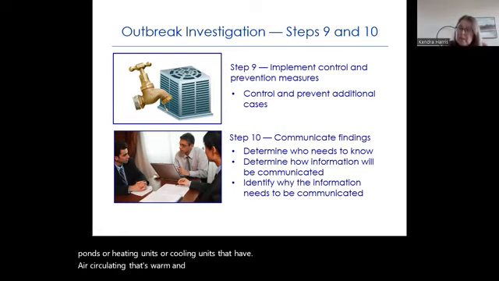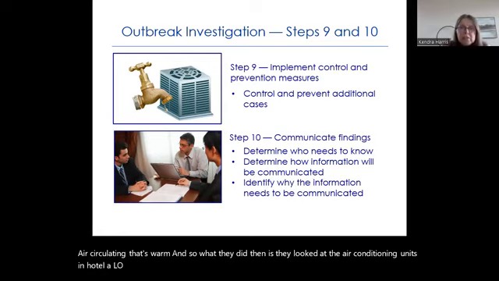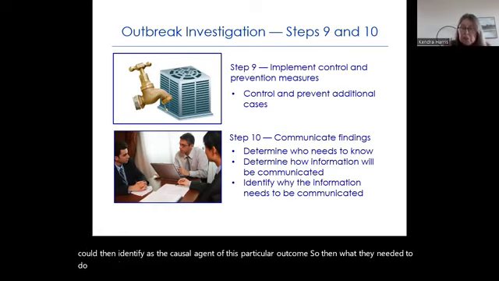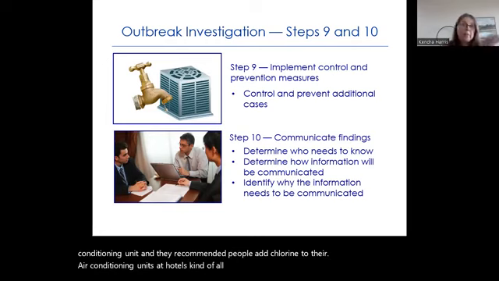And so what they did then is they looked at the air conditioning units in Hotel A. Lo and behold, they did find that bacteria, that very slow growing bacteria, that they could then identify as the causal agent of this particular outcome. So then what they needed to do was implement some control measures. So they added chlorine to the air conditioning unit, and they recommended people add chlorine to their air conditioning units at hotels kind of all over, just because this had happened at one. It's very possible it will happen at others.